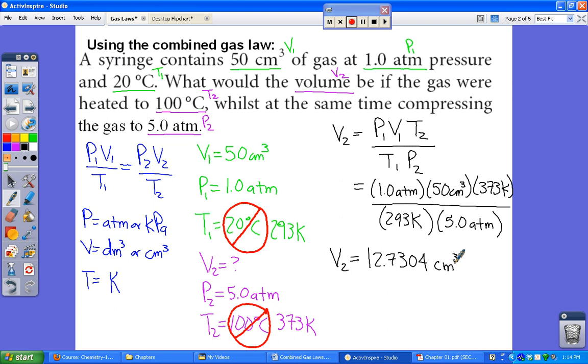Now, how many significant figures do we have? Well, this one would seem to only have 1, but we can assume probably that it actually has 2, because this one has 2 and this one has 2. So let's cut this one down to 2. V2 is equal to 13 cubic centimeters.